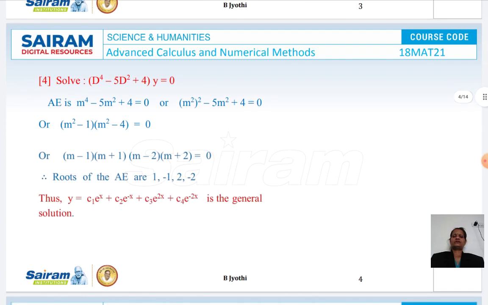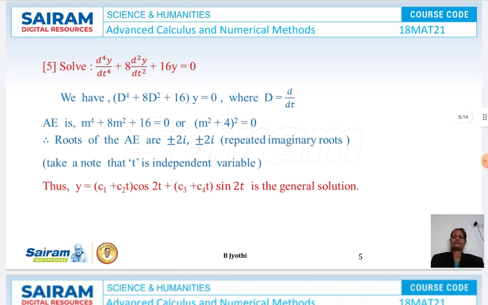Next question. Solve D^4 - 5D^2 + 4 of y equals to 0. The auxiliary equation is given by m^4 - 5m^2 + 4 = 0. That is (m^2 - 1)(m^2 - 4) = 0. Hence, the roots are 1, -1, 2, -2. Therefore, the general solution is given by c1 e^x + c2 e^(-x) + c3 e^(2x) + c4 e^(-2x). That's the general solution.